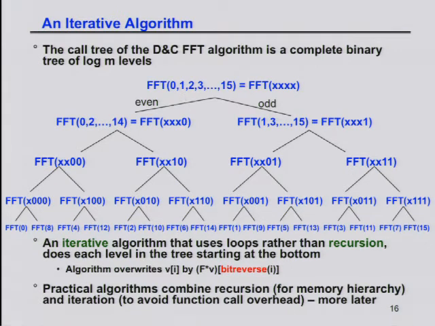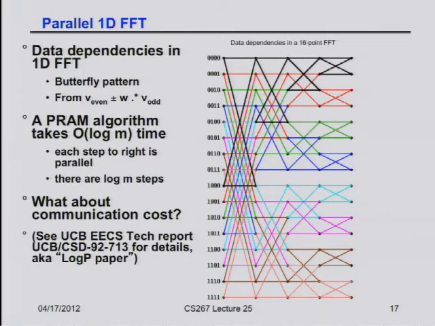And I'm going to draw, again, for 16, every last detail. So here's a picture of every last detail of who talks to whom. And so here's all the inputs numbered from 0, 0, 0, 0 up to 1, 1, 1, 1. And here's the next layer of values that are computed when I do one multiply and one add. And there's the next layer. So each one of these is a layer in the recursion tree. And these edges say who depends on whom.